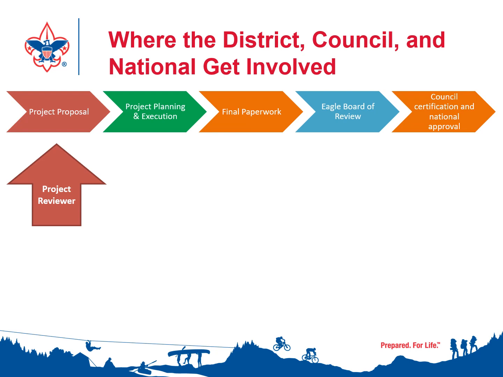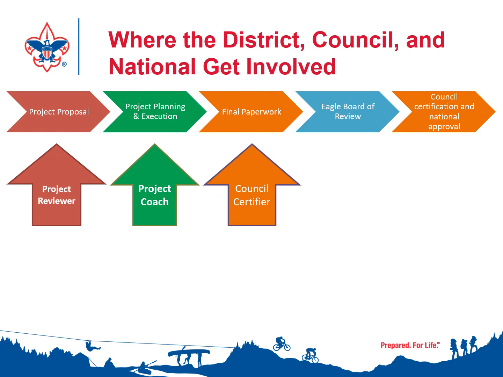The district reviewer should give the contact information of the scout to the district project coach, and the project coach's contact information to the scout. That way they can work together. The job of the project coach is to help the scout through planning the project, the final report of the project, the final paperwork, and uploading it to the portal. So when all of the paperwork is finished, the scout has uploaded it all to the portal and notifies, by pressing a button, the council certifier that all the documents are there.